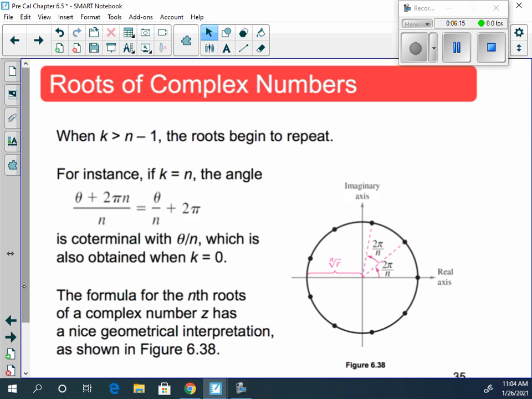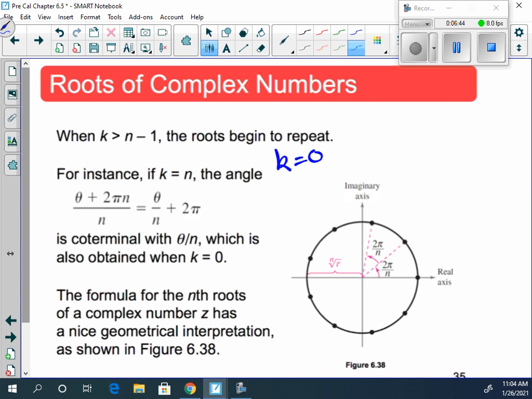Well, we can split that up. Theta over n plus 2 pi. Because 2 pi, the n and n would simplify out, leaving us with just 2 pi. So we would just have whatever the starting angle was over n, and it's just going to add 2 pi to it. It'll repeat. Because it's almost the same as saying k equals 0, because those are the first ones that it would repeat.